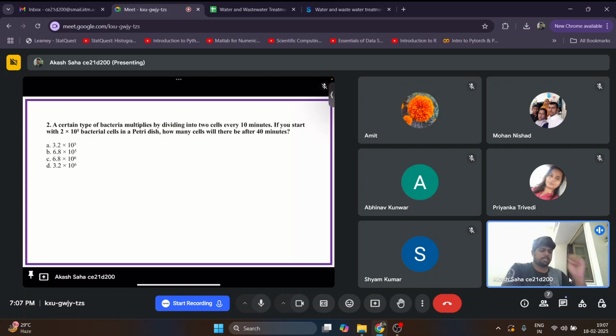Okay, so now the next problem. It's a small numerical actually. A certain type of bacteria multiplies by dividing into two cells every 10 minutes. So every 10 minutes it will divide. If you start with 2 into 10 to the power 5 bacterial cells in a petri dish, how many cells will be there after 40 minutes?